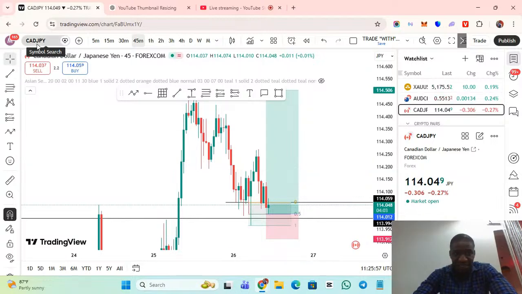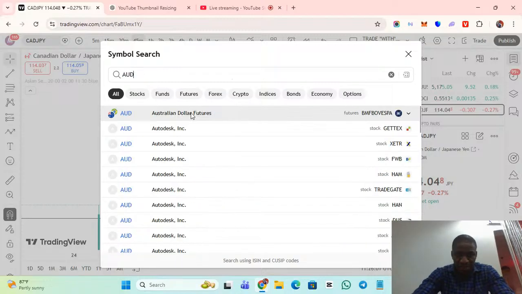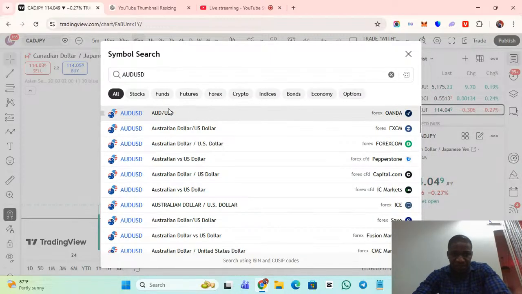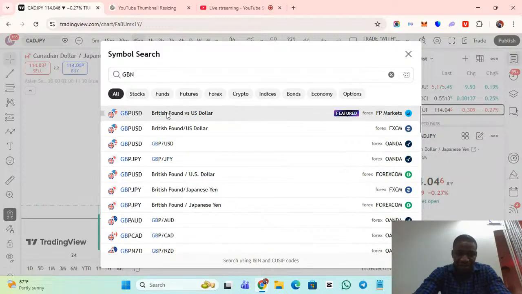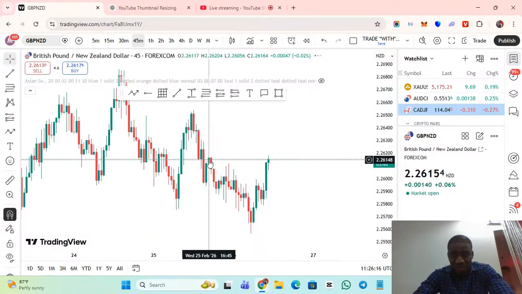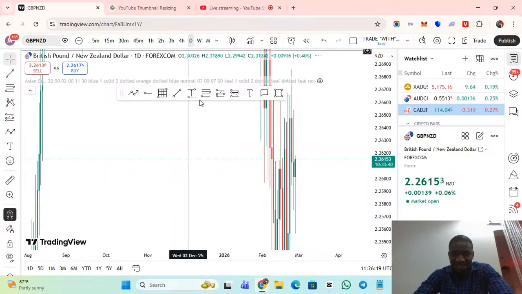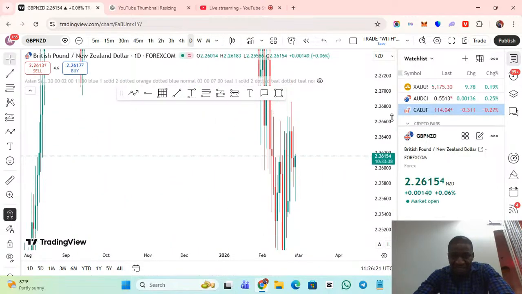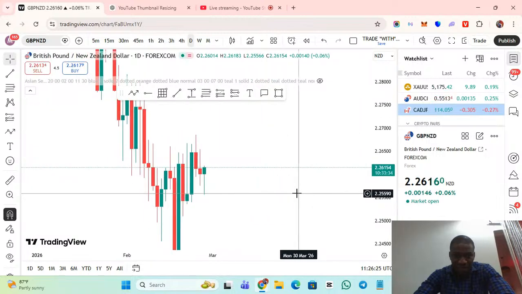Let's get a clean chart. Let me use something like AUDUSD, for instance. Okay, yes, this GBPNZD. So just pay attention. This is going to be the game changer for your trading. I can tell you for a certainty that this is going to be that game changer. So what do we have here?